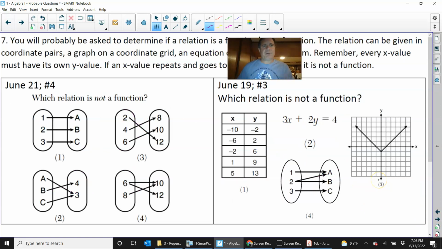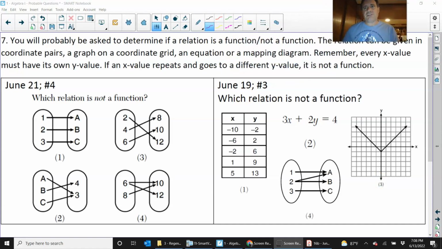All right, number 7, you'll probably be asked to determine if a relation is a function or not a function. The relation can be given in coordinate pairs, a graph on a coordinate grid, an equation, or a map and diagram. Remember, every x value must have its own y value to be a function. If any x value repeats, 99.9% of the time it's going to a different y, and that means it's not a function. So it's pretty simple.